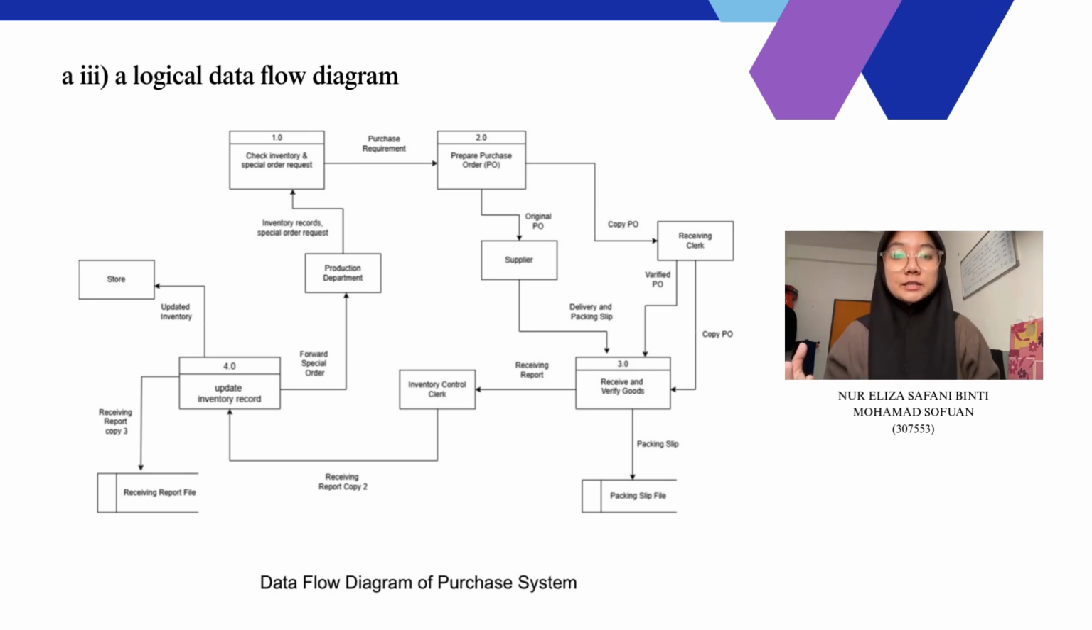The supplier sends the delivery along with a packing slip. So the receiving clerk verifies the goods received against the purchase order and packing slip. So once it's verified, a receiving report is created and distributed to the inventory control clerk and also filed accordingly.